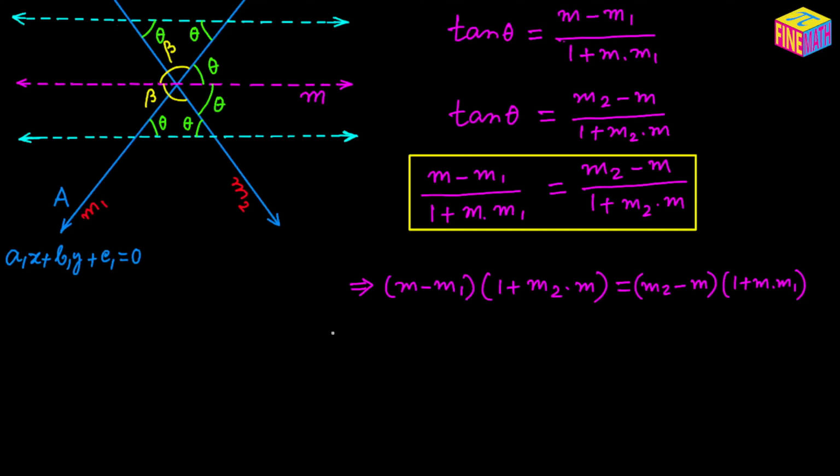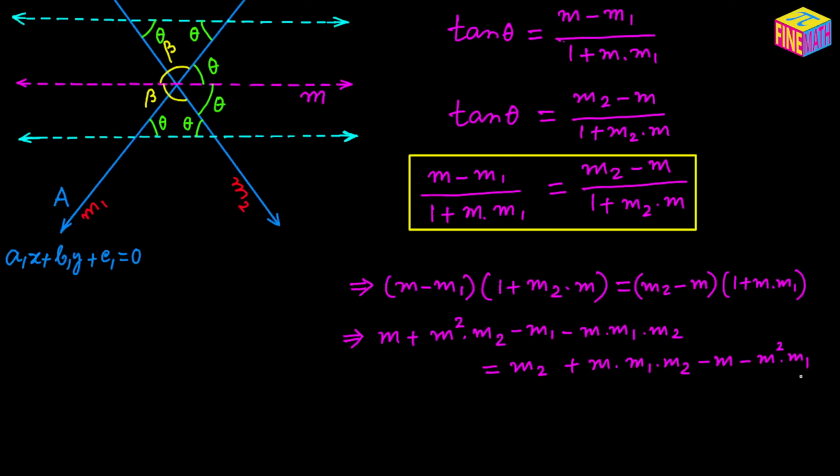So from here can we say that m plus m squared times m sub 2 and then minus m sub 1 and then minus m times m sub 1 times m sub 2. That is the expansion on the left hand side. And then on the right hand side, what do we get? Well, on the right hand side, let's write it like this. We get m sub 2 plus m times m sub 1 times m sub 2 minus m and then minus m squared times m sub 1.